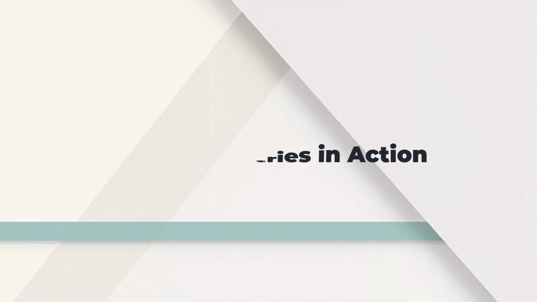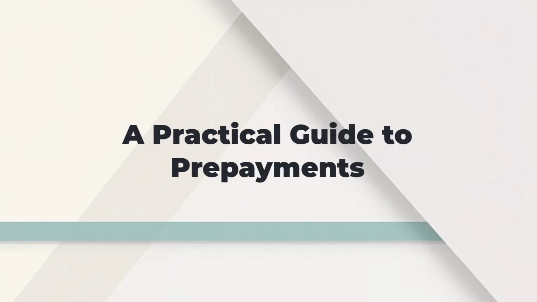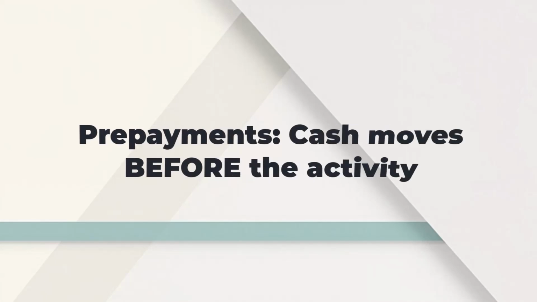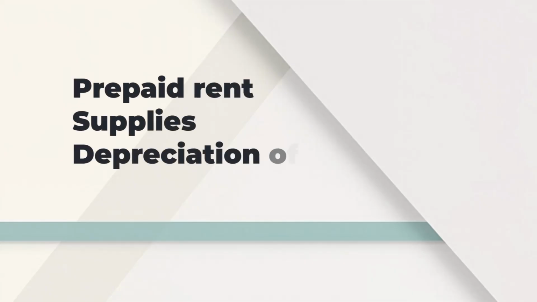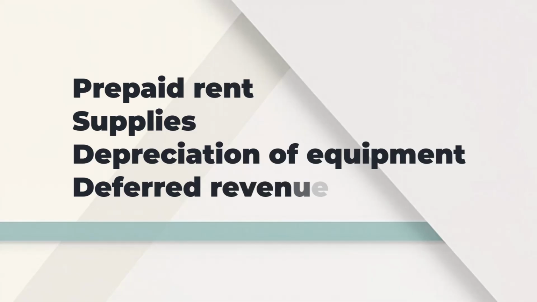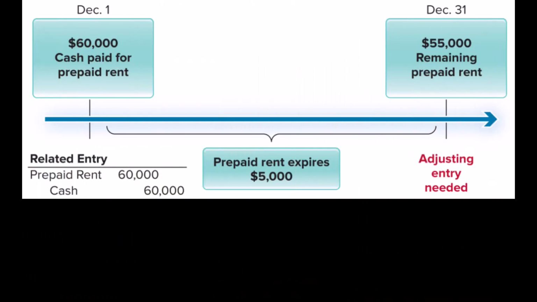Today, we move from theory to practice. We will roll up our sleeves and record the specific adjusting entries for one of the two major categories: prepayments. As a reminder, prepayments occur when a company pays or receives cash before an expense is incurred or a revenue is earned. We'll work through 4 specific examples from Eagle Soccer Academy, adjusting for prepaid rent, supplies, the depreciation of equipment, and deferred revenue. Let's start with prepaid rent.